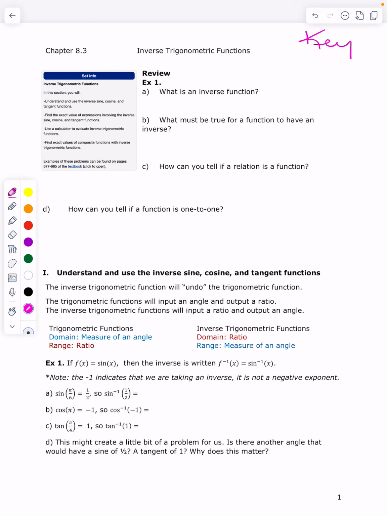Welcome back. These are the chapter 8.3 notes, inverse trigonometric functions. So first thing we want to do is review, okay?